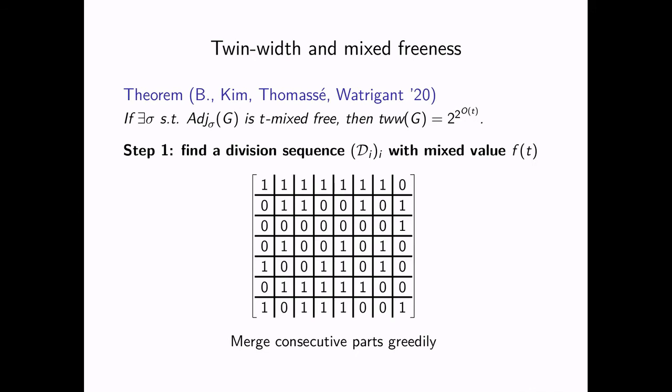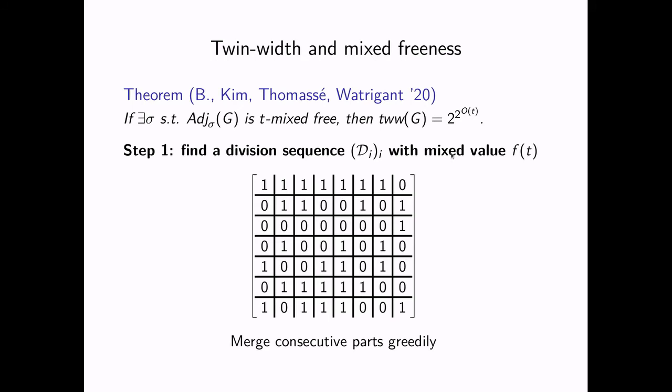Let me just sketch how we prove this. The first step is to find a division sequence, which is more than what we want. We just want a contraction sequence in the definition of twin-width. But it doesn't have bounded error value, that would be twin-width, we would be done. It has just bounded mixed value. So what is mixed value?